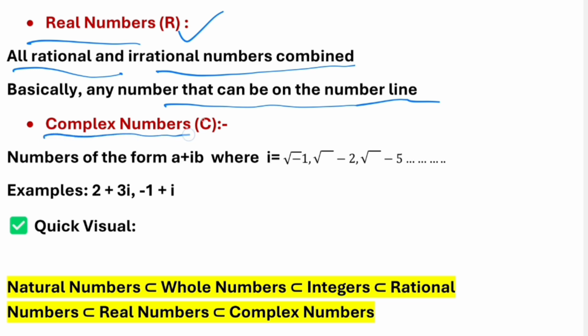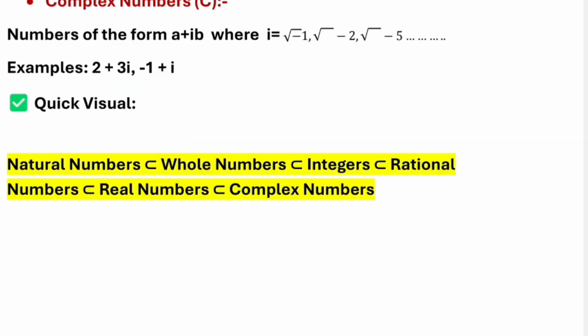And the last one is complex numbers. This set is denoted by capital C. These numbers are in the form a plus ib. Here i represents the square root of a negative value. For example, 2 plus 3i, 1 plus minus 1 plus i and so on. I think you understood the number concepts.